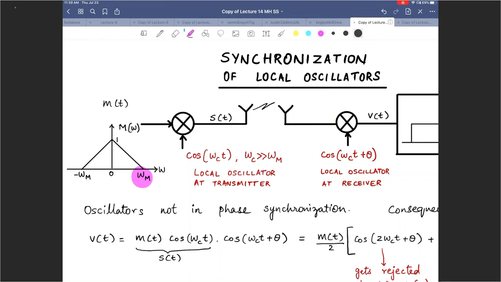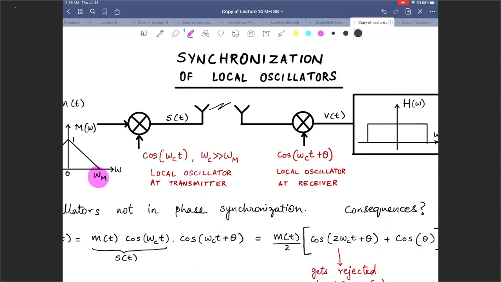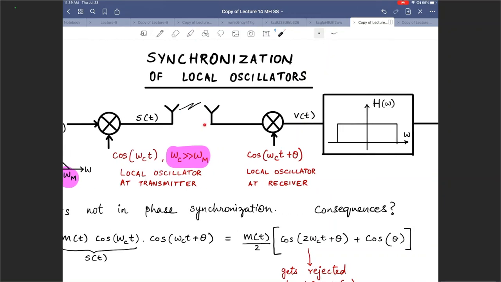You multiply this with a cosine omega ct, where omega c has to be much greater than omega m, carrier frequency much greater than omega m. That's the local oscillator at the transmitter. You send it across. You have a receive antenna. The first thing that you do in the receiver is, apart from amplifier and all that, in terms of the components that we are observing, we are looking at the analog multiplier.